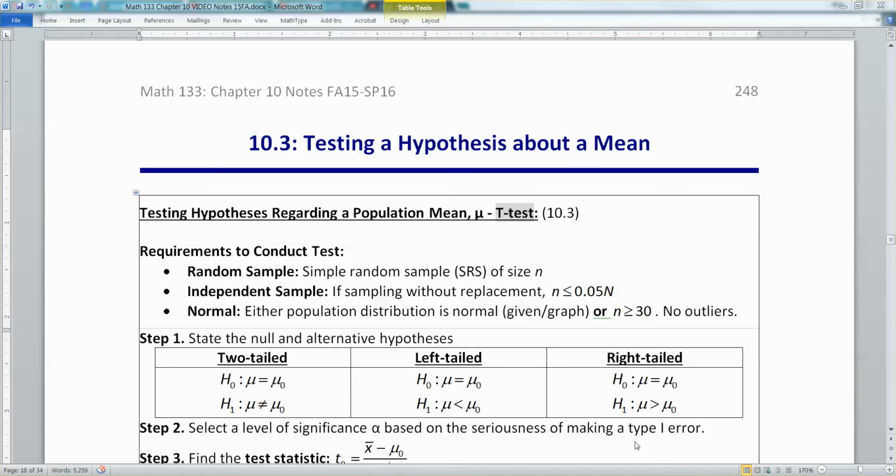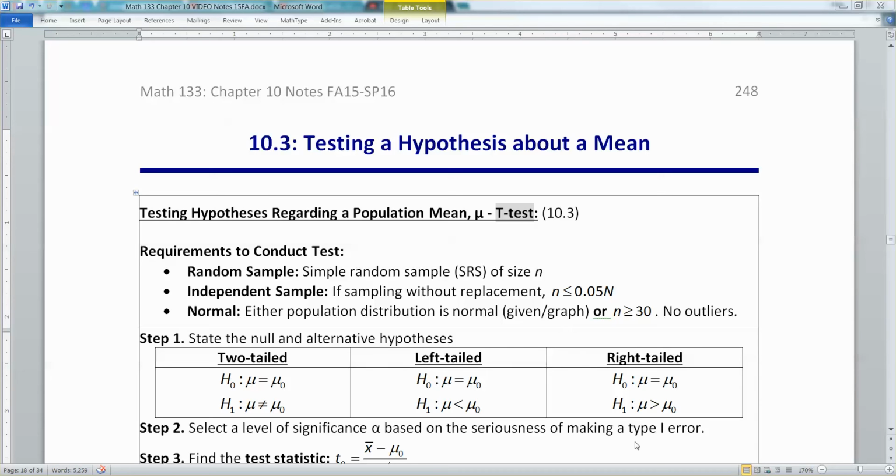In section 10.2, we learned how to test hypotheses for a population proportion. So we assumed some proportion was true, and then we used data to test it. Now we're going to take that same 6-step process and apply it to a different parameter, this time to a population mean, mu.